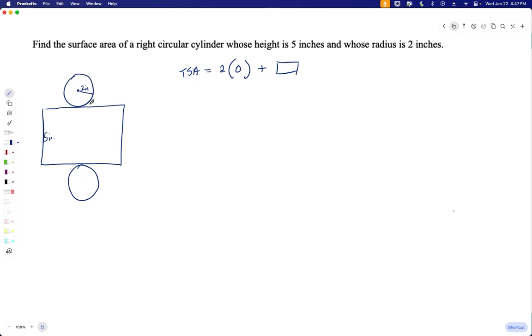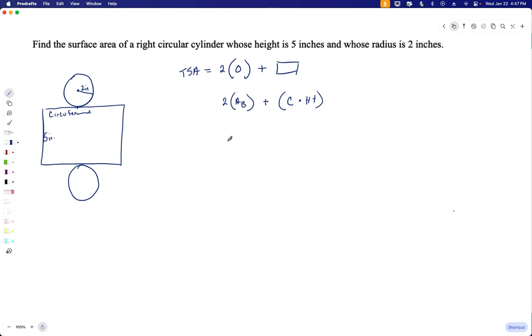So what is this dimension here? It is the circumference of the circle, because when you lay this circle down flat, this edge wraps from one point all the way around to the beginning of the circle. So it's the circumference of the circle. So we've got 2 times the area of the base plus the circumference times the height.